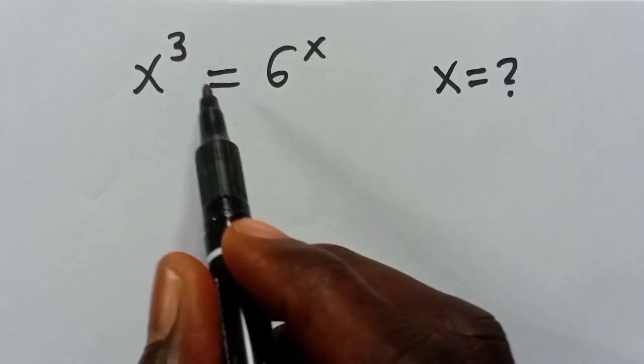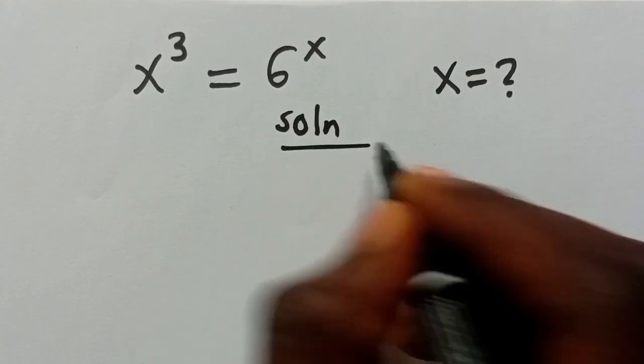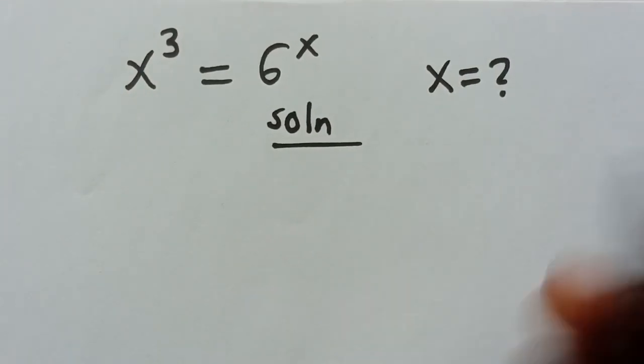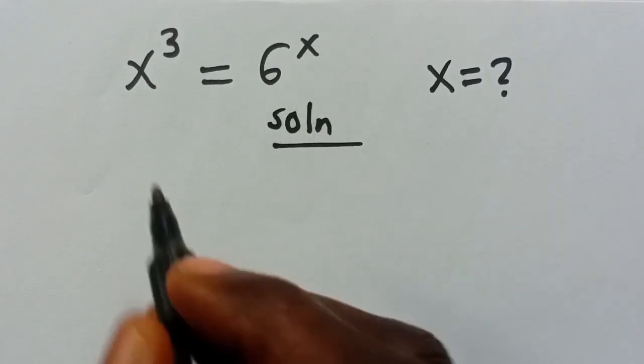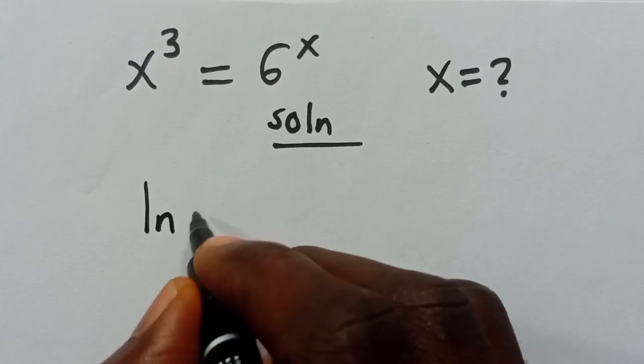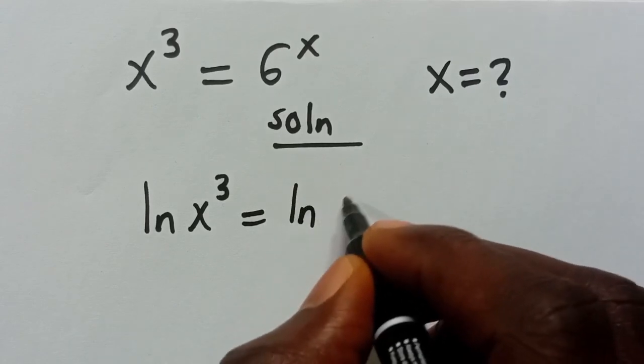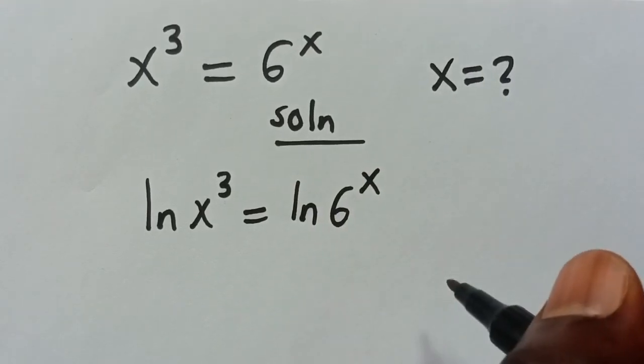x to the power of 3 equals 6 to the power of x. Then let's have it to the solution. Of course, this is an exponential equation. So from here, let's introduce log. We have ln of x to the power of 3 equals ln of 6 to the power of x.